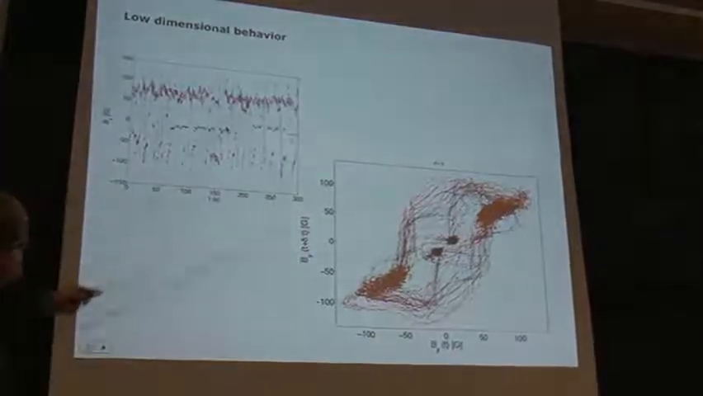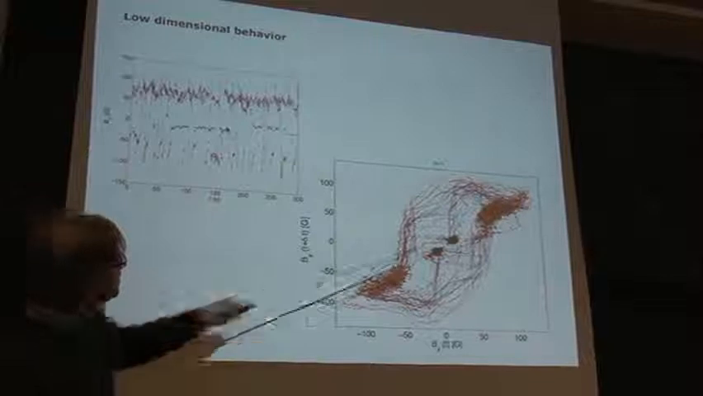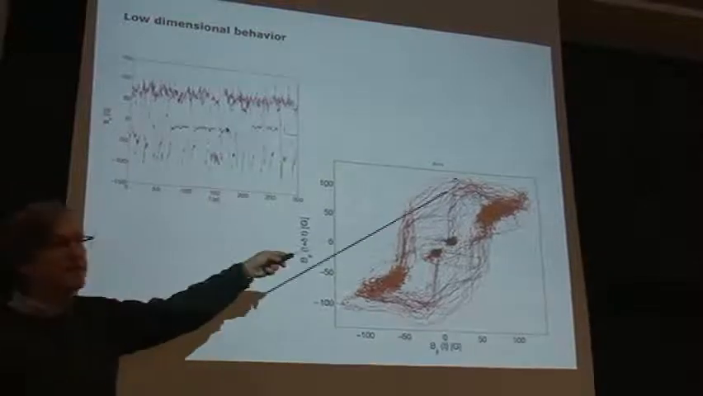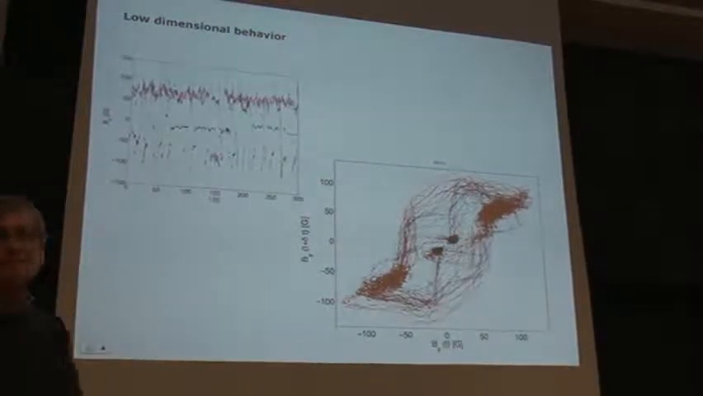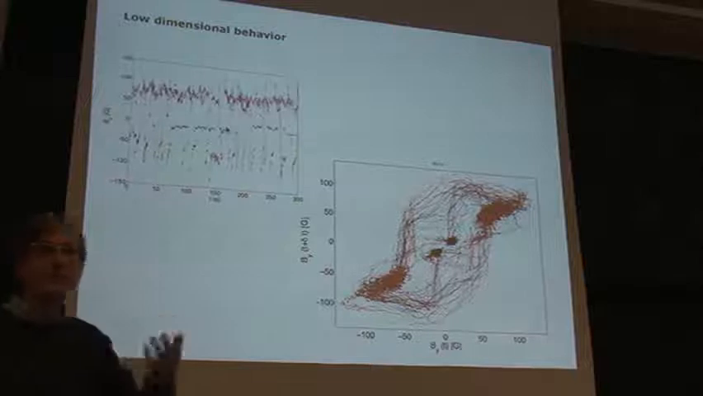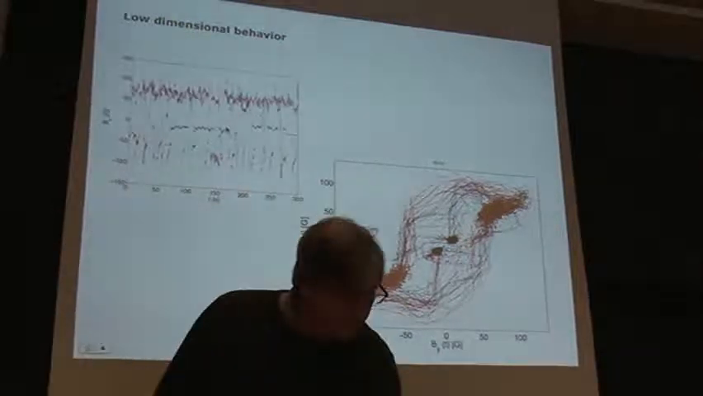And now you have the reversing things, and the reversing things go from one state to the other state in a limit cycle. All right? That's what you get from this picture.